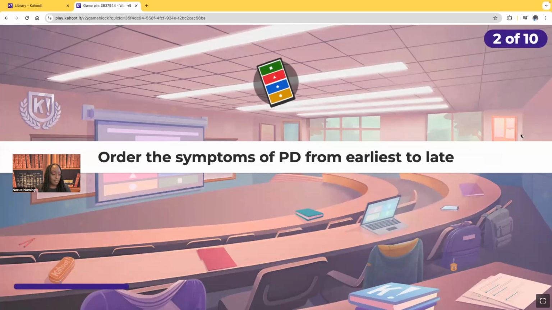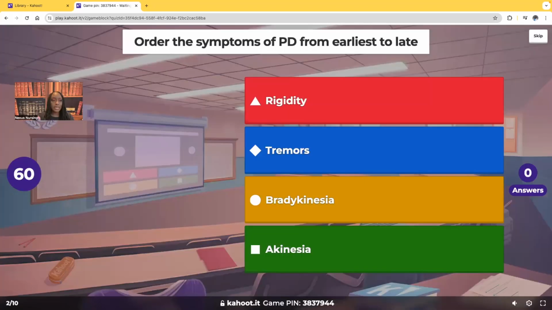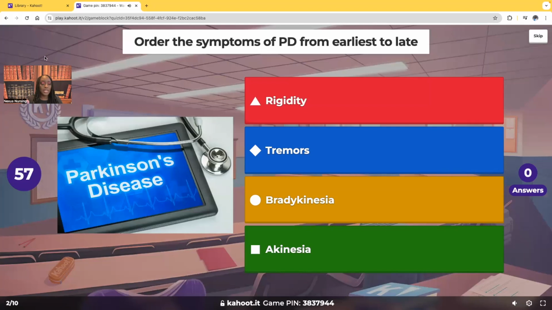All right. Order the symptoms of Parkinson's disease from earliest to latest. Put it in order, guys. So with your mouse, go ahead and put these symptoms in order. What's the first symptom that the patient is expected to experience versus the last symptom?